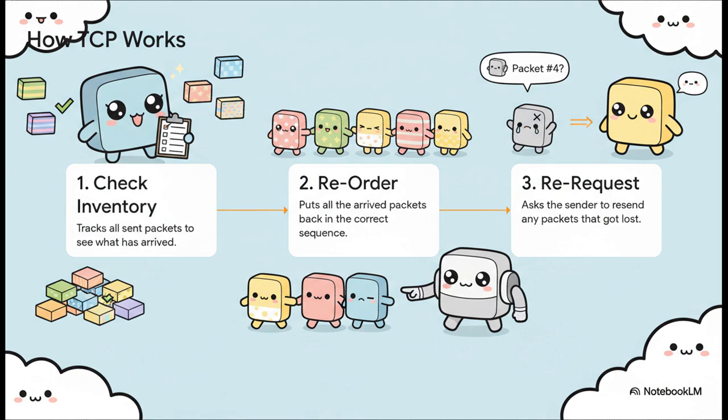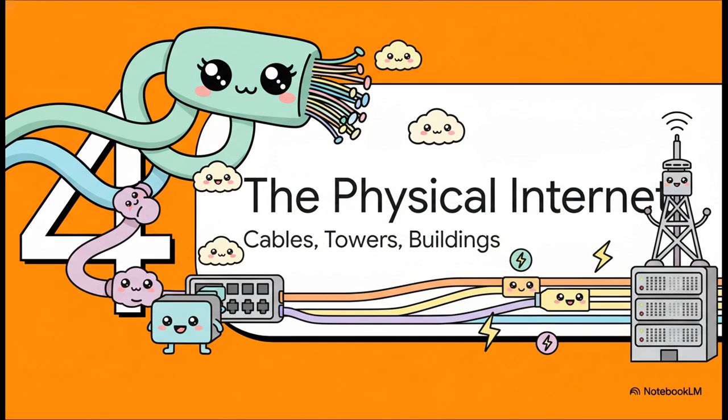First, it does an inventory check. It looks at all the packets that were supposed to be sent and sees which ones actually made it. Second, it gets to work reordering them, putting the jumbled mess back into the correct sequence. And third, for any packets that got lost along the way, it just sends a quick message back to the source and says, hey, I'm missing packet number 4. Can you send that one again, please? Simple as that.